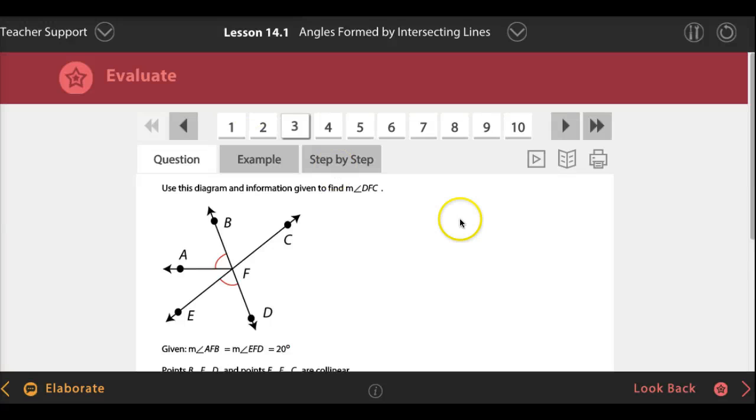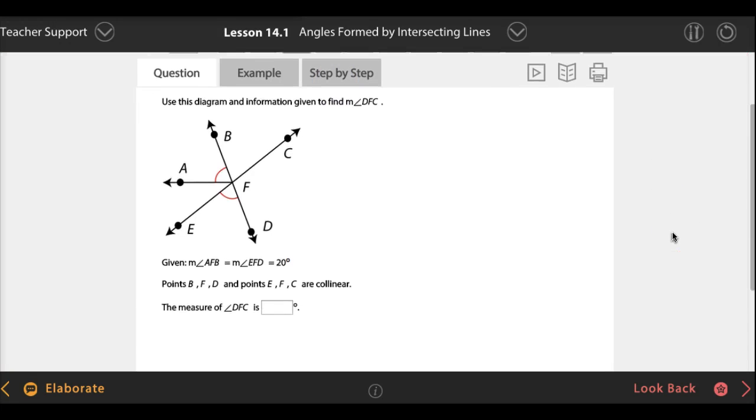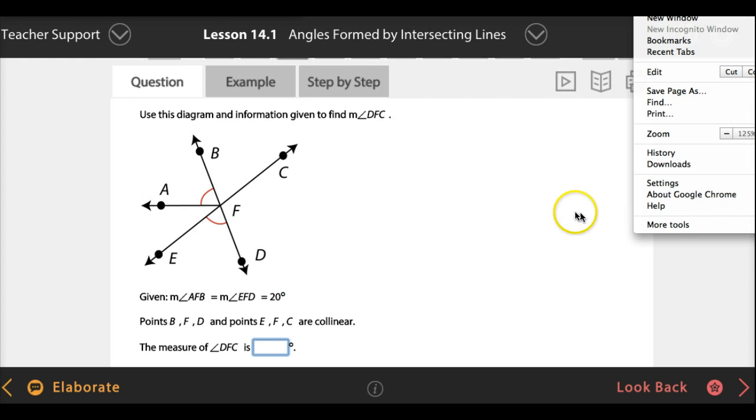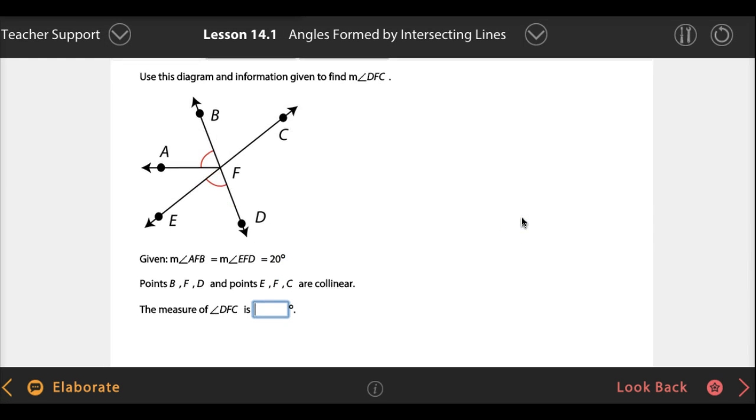So congratulations, chapter 14 is super easy. Let's take a look at the first kind of question that's going to show up on the test. It says use this diagram and information given to find the measure of angle DFC. So what is DFC? You start with D, F, and C. So, that's the measure of the angle that we want to find.